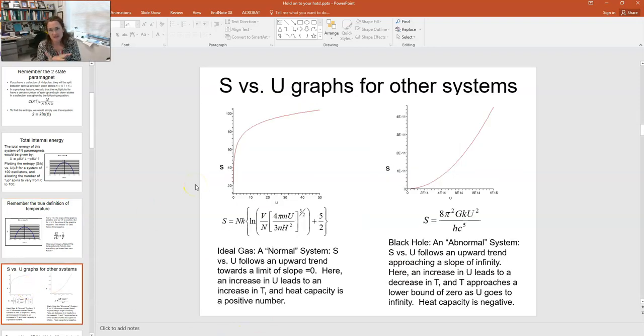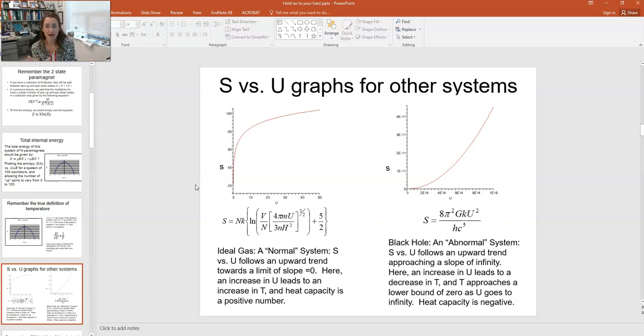Now remember that this is completely counter to the S versus U graphs for some of the other systems that we've already developed and talked about. On the left is a normal system, the ideal gas, and remember that the Einstein solid looked a lot like this plot. Now plots like this one result in positive Kelvin temperatures. Yay, right? And they also result in heat capacities that are constant and positive. So this is normal life here on the left.